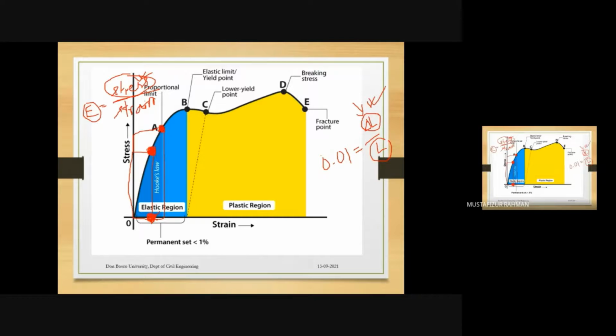Say for example, you are designing some member in a structure. So what is the maximum deflection or maximum elongation allowed in the member, right? We are designing a member, we'll say that the maximum elongation that we can allow is 1 millimeter or 2 millimeter. That kind of calculation will start with this stress strain curve. Fine.